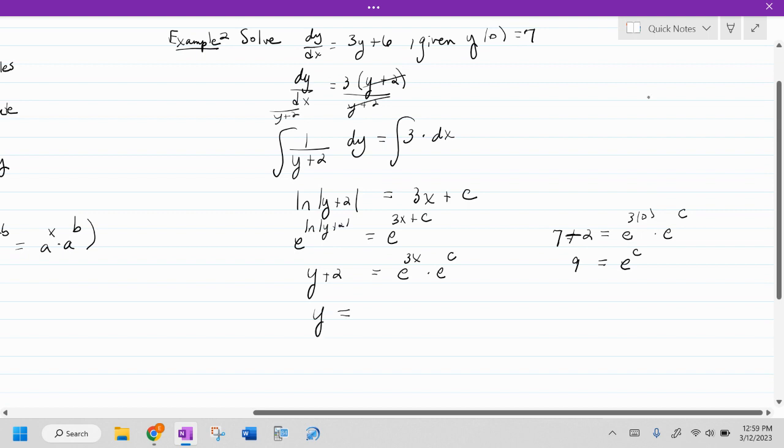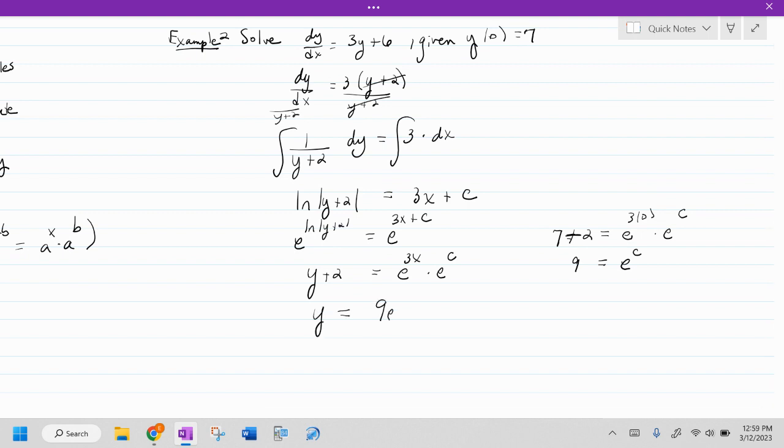So I'm solving for y, and I'm plugging in 9 for e to the c. So I have 9 e to the 3x, and I'm going to subtract 2 to solve for y. So since I had an ordered pair for this example, I could plug in the ordered pair and solve for the constant and get what's called the particular solution. When we don't have an ordered pair and we can't solve for c, then we get the general solution.